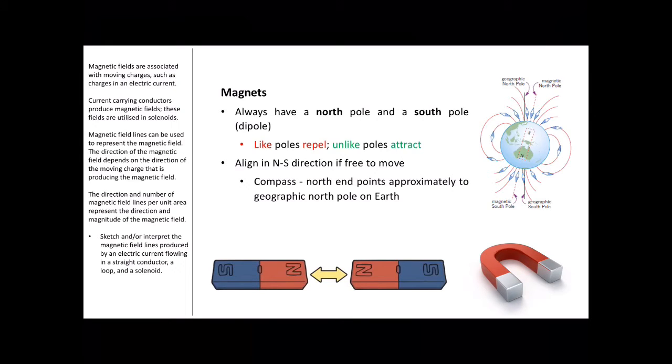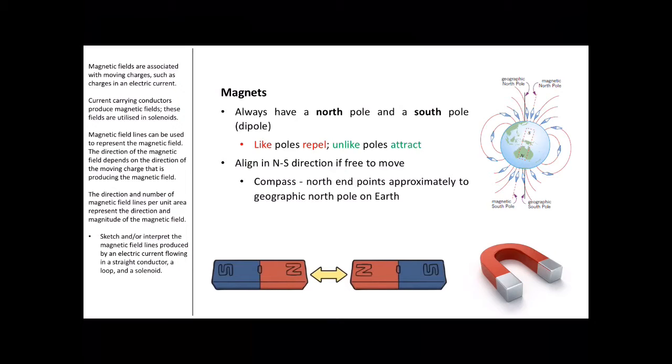So magnetic fields are associated with moving charges, such as charges in an electric current. Current carrying conductors produce magnetic fields. These fields are utilised in solenoids. Magnetic field lines can be used to represent the magnetic field, and the direction of the magnetic field depends on the direction of the moving charge that is producing the magnetic field.